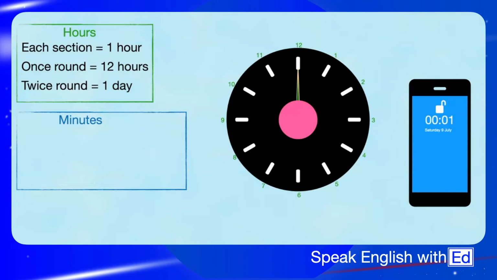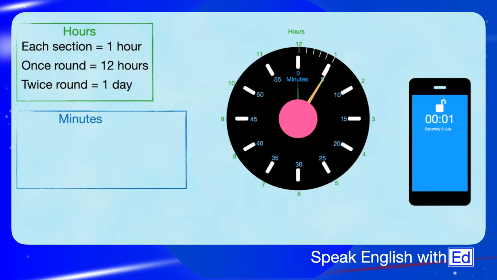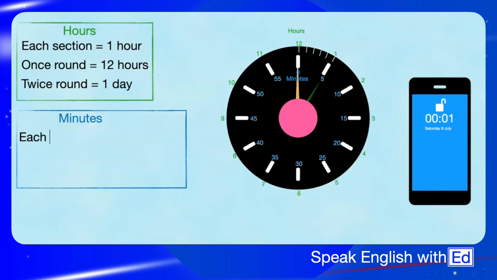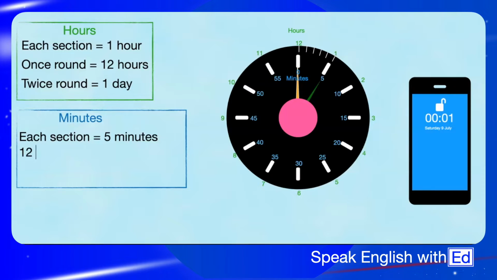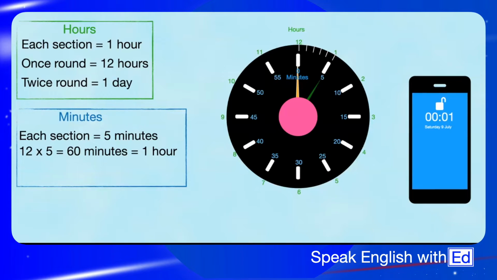Now time is also represented by minutes. There are 60 minutes in the hour, and each one of these sections represents 5 minutes. Now we know that there are 12 sections all around, so 12 times 5 is 60. That's just 60 minutes in the hour. So each section represents 5 minutes, so that's 10, 15, all the way around to 60. And when it's gone round once, then the hour hand moves round one section, so that's 1 hour. So this at the moment is saying it's 1 o'clock, right?